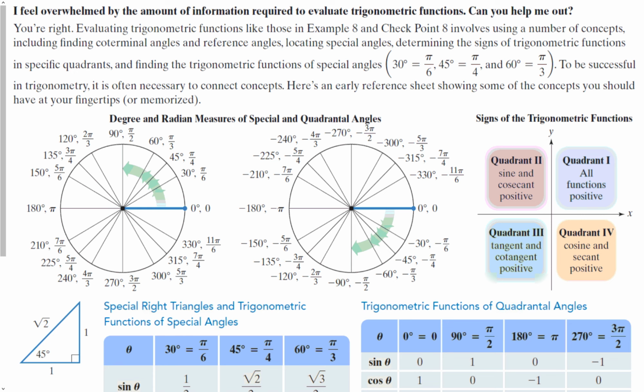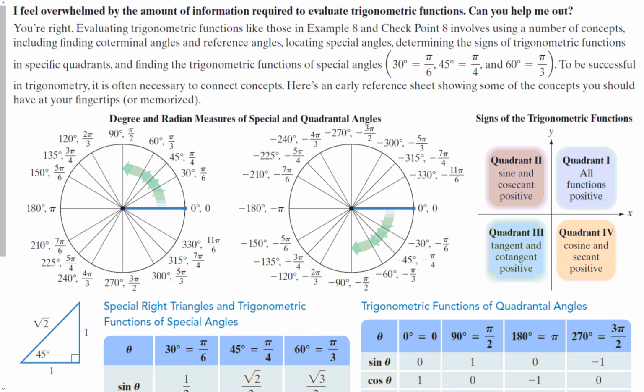All right. These last 4 sections have had a lot, okay? Some of you might agree with the first line there. You feel a bit overwhelmed by the amount of information required to evaluate trigonometric functions. So you're right. Evaluating trig functions, like those in section 8, or the last example we just did, we're going to put a lot of stuff together. Okay? What do you really have to remember?